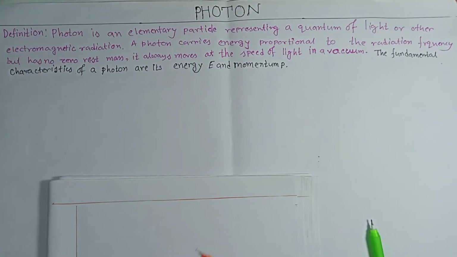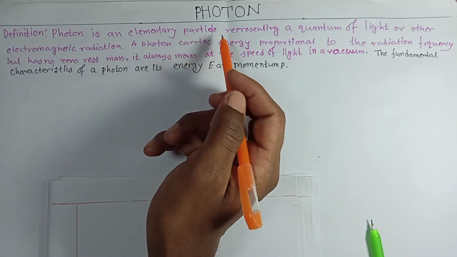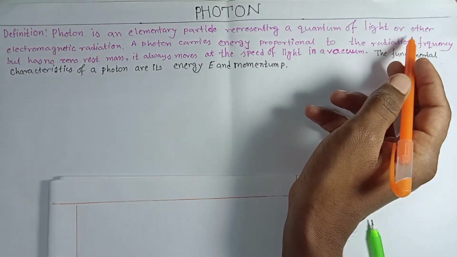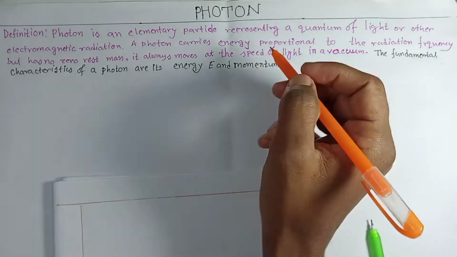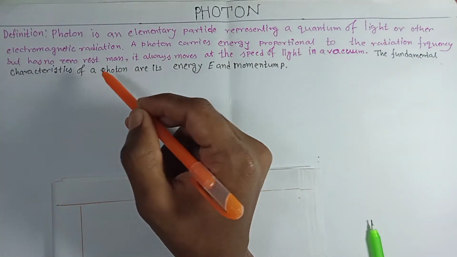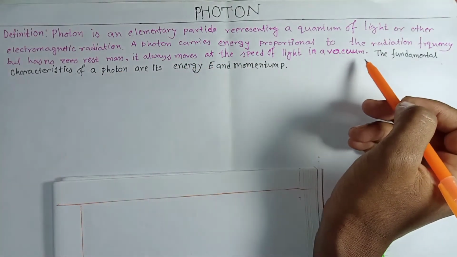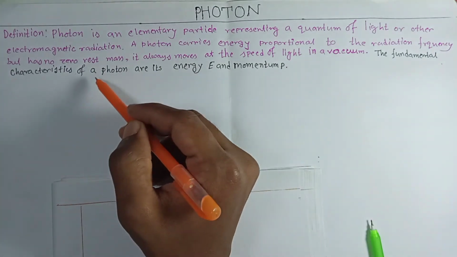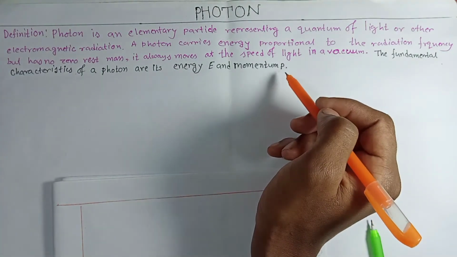Photon. The definition of photon is an elementary particle representing a quantum of light or other electromagnetic radiation. A photon carries energy proportional to the radiation frequency but has zero rest mass. It always moves at the speed of light in a vacuum. The fundamental characteristics of a photon are its energy E and momentum P.